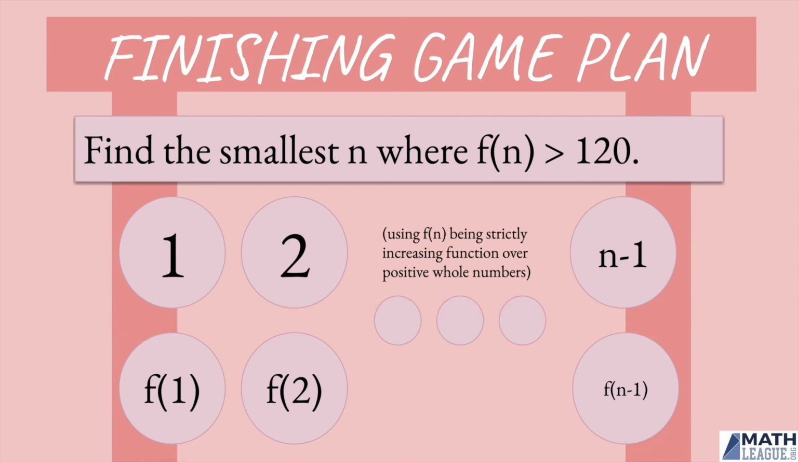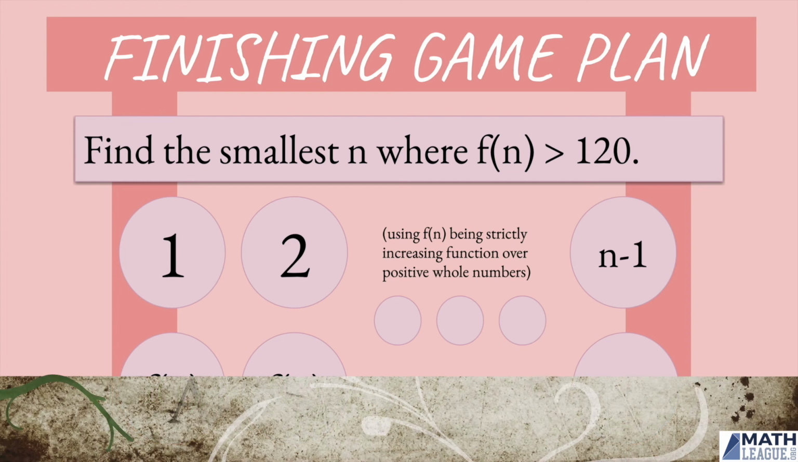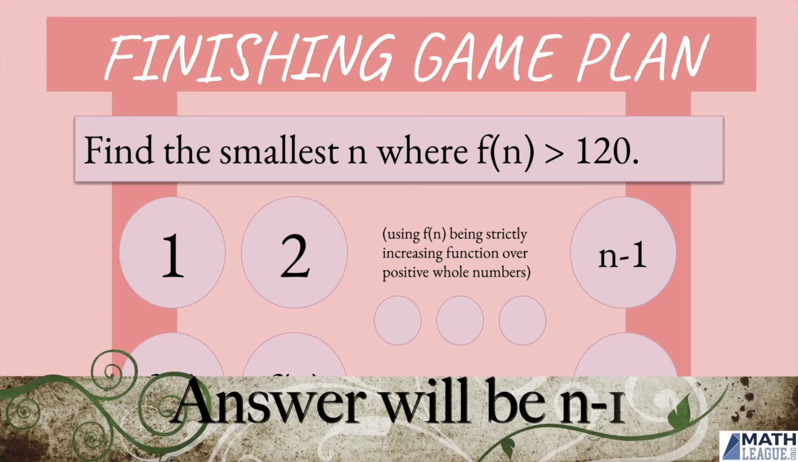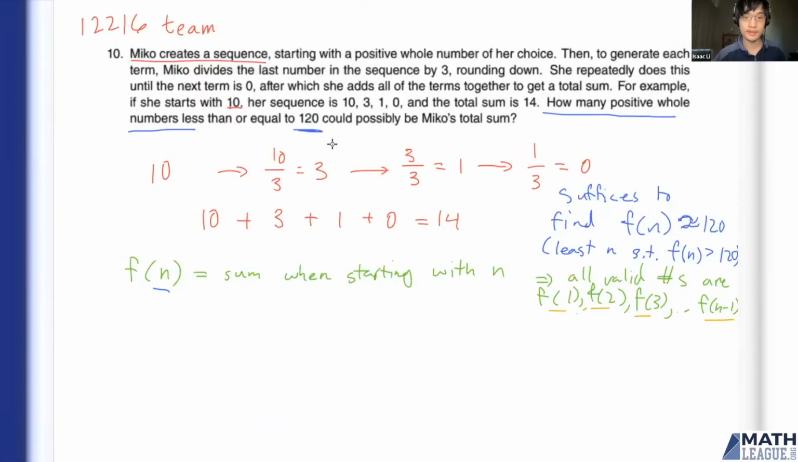So if we do find the least such n such that f of n is greater than 120, the answer will simply be n minus 1. That'll be the number of numbers which could be Miko's total sum. Finally, it's a matter of approximating what n could be valid here. So we can try out some different values here. Just to make it quick, let's go ahead and see what happens with f of 80.